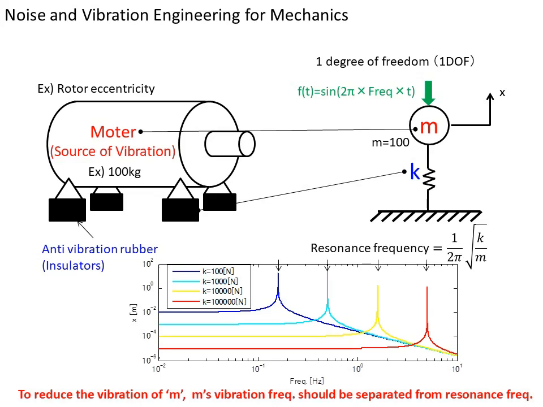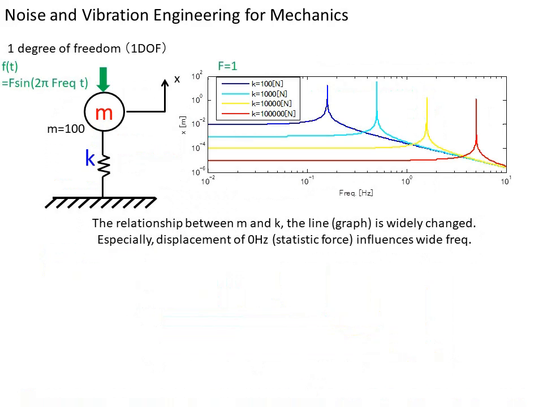If you want to reduce the vibration of the motor, you need to select the spring so that the rotation speed of the motor does not match the resonance frequency of the 1 degree of freedom model. In this example, it is assumed that the mass cannot be changed. You can see that the graph changes greatly depending on the relationship between the mass and the spring.